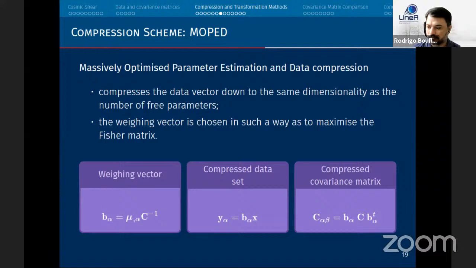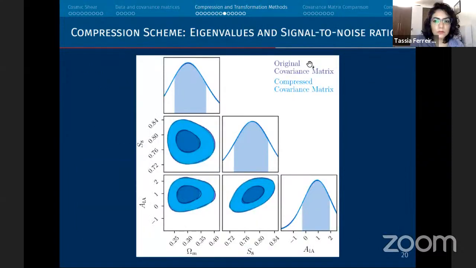Is it possible to apply the same technique to non-Gaussian covariance matrices or non-Gaussian likelihood, for instance? Yes, we do that for the DES covariance matrix, which is non-Gaussian, and also for the KiDS one. Sorry, I mean non-Gaussian likelihood.